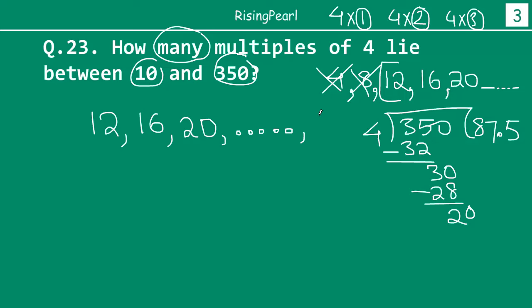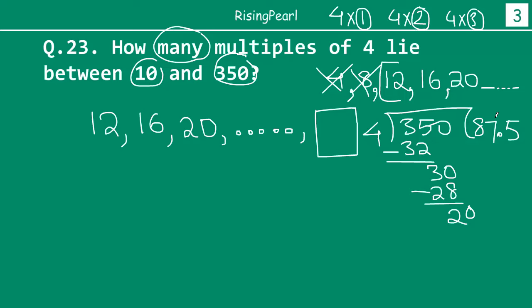So that means we are trying to find out the last multiple which is smaller than 350. In between, meaning 10 and 350 are not included. So when we divided 350 by 4, we are seeing that 350 does not fully divide by 4. So it is a decimal.